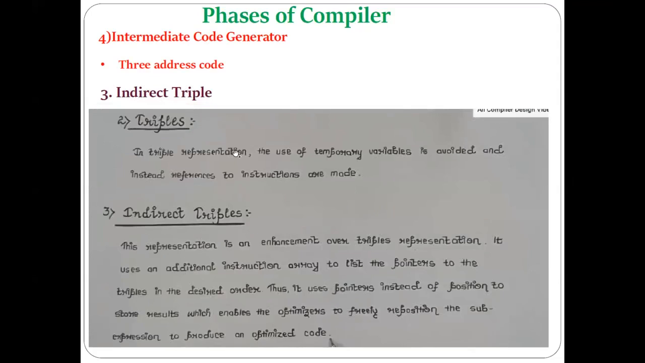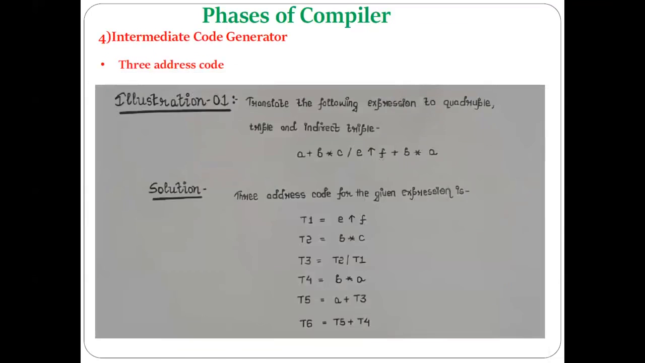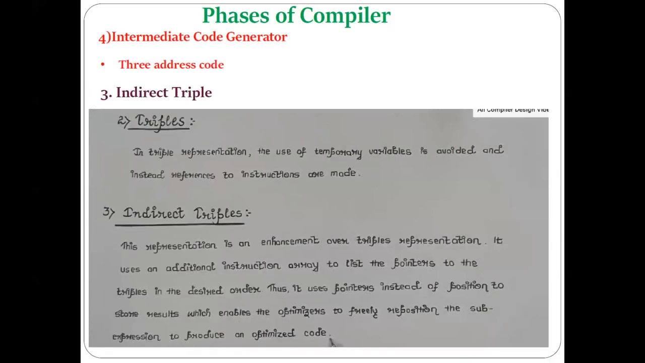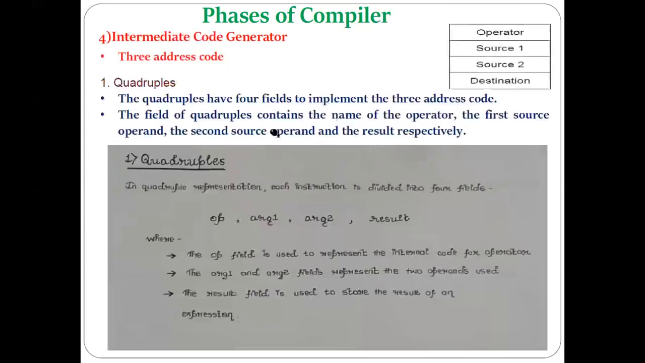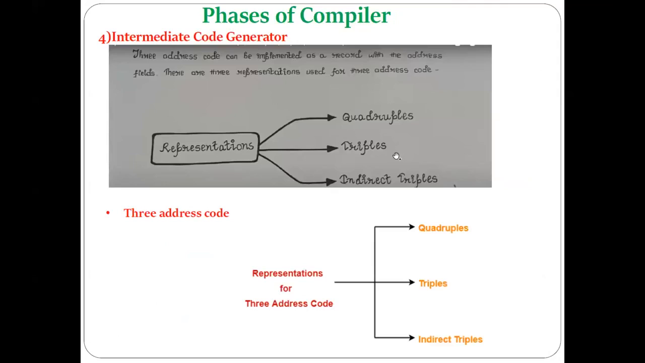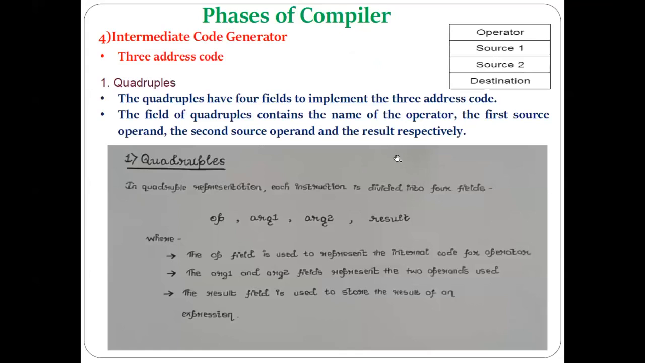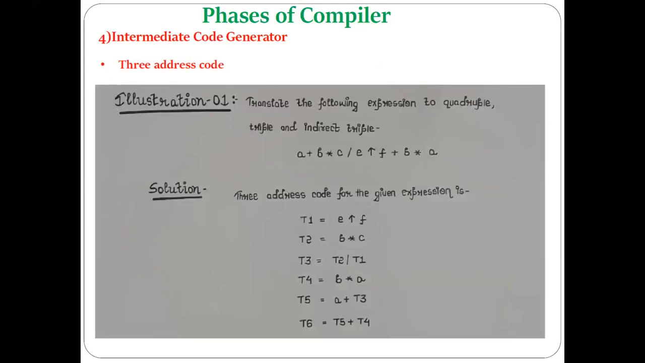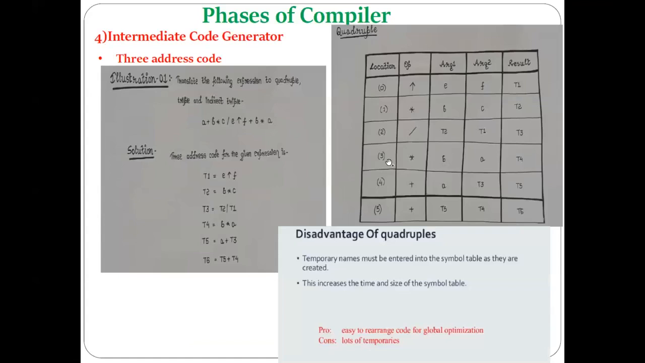In this way, the intermediate code generation phase works and three address code representation is done in the fourth phase of the compiler. The result of this fourth phase is then given to the next phase of the compiler, that is, the back end of the compiler, where we do code optimization and code generation. That further part we will study in the next lecture. Our fifth phase is code optimization, and the sixth phase, the last phase, is code generation.